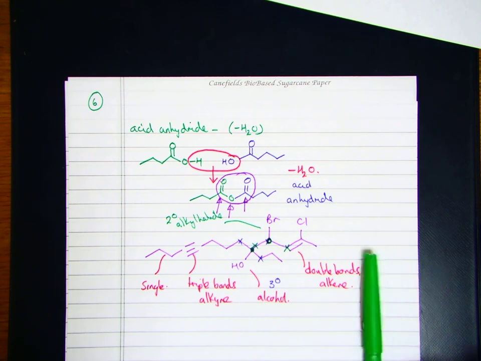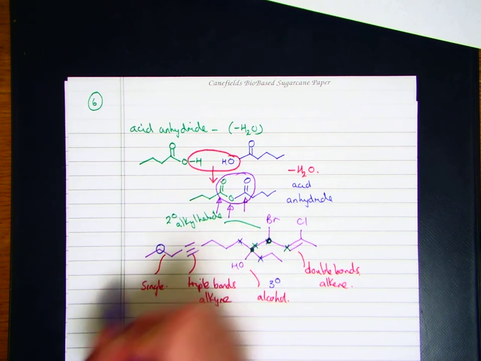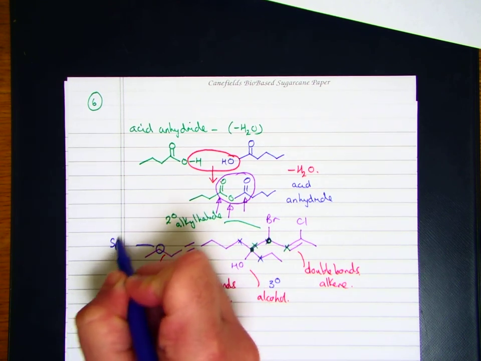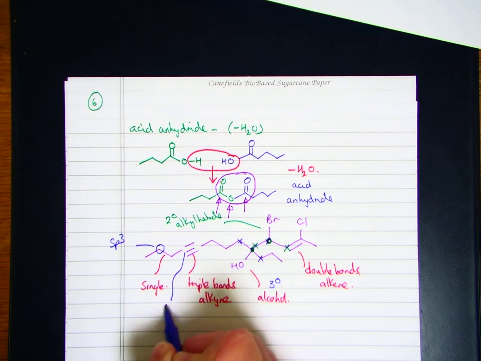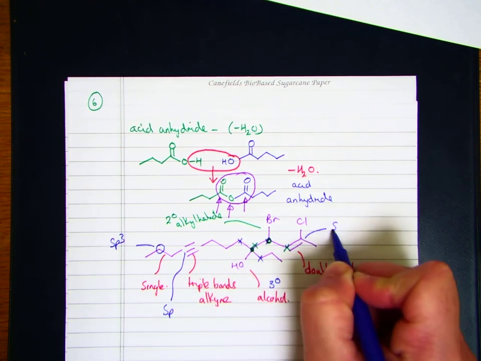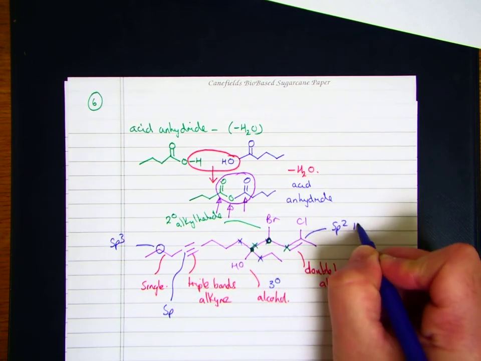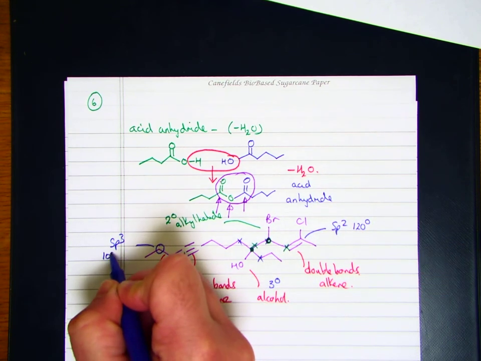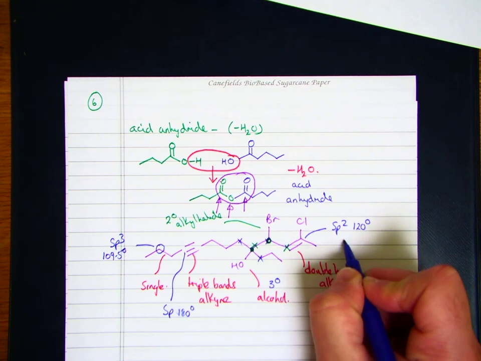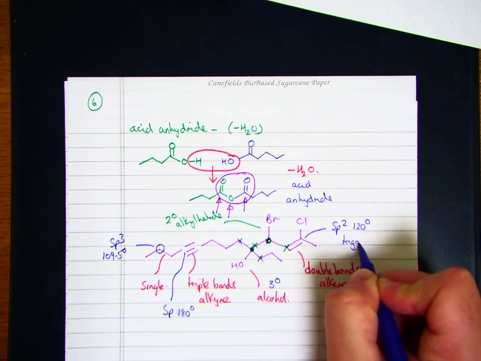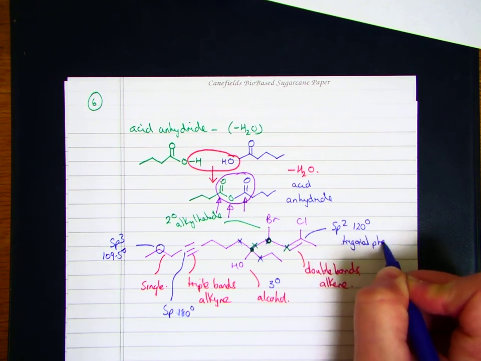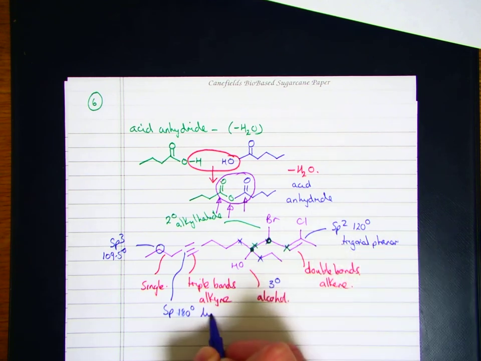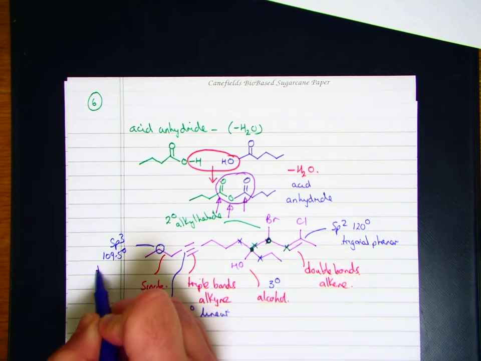In addition to that, we have to remind ourselves constantly that this is an sp3 center, that this is an sp center, and that this is an sp2 center. And the bond angle here is 120 degrees, here it's 180 degrees, and here it's 109.5 degrees. This geometry is trigonal planar, this is linear, and this is tetrahedral.